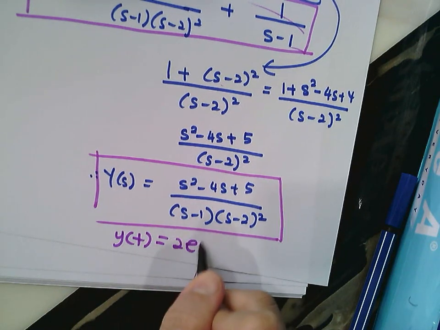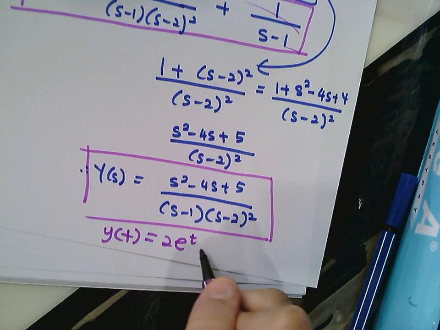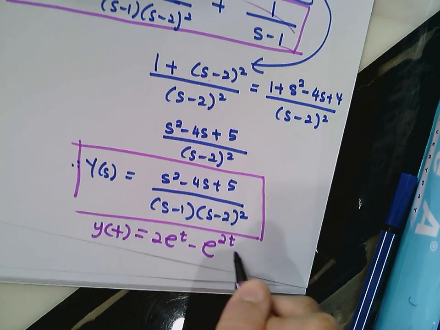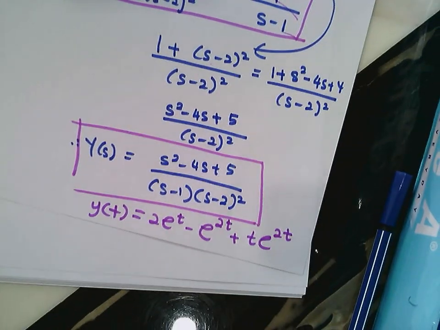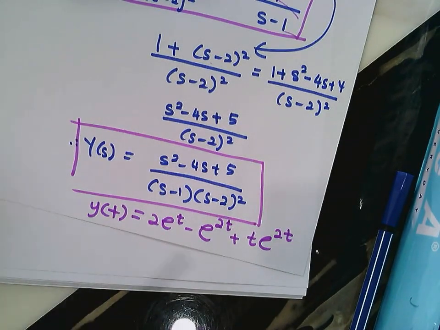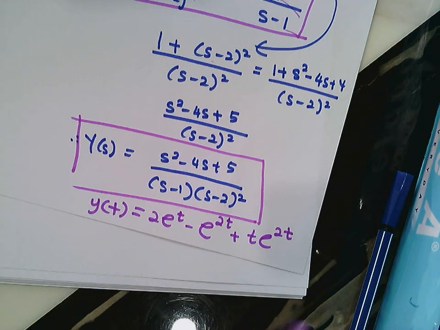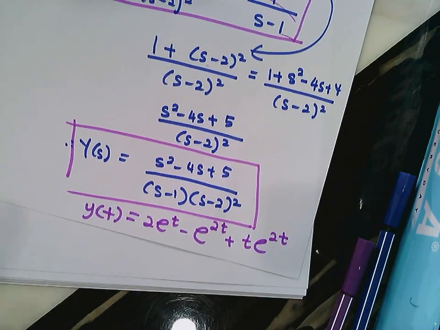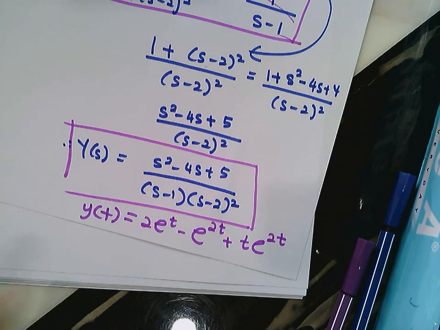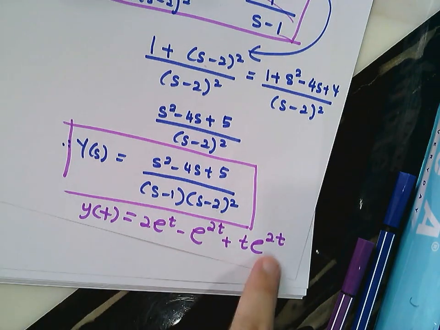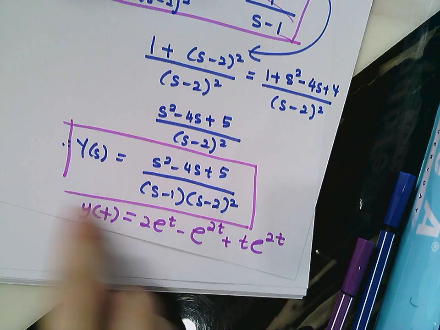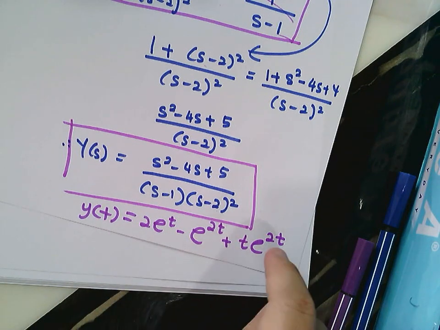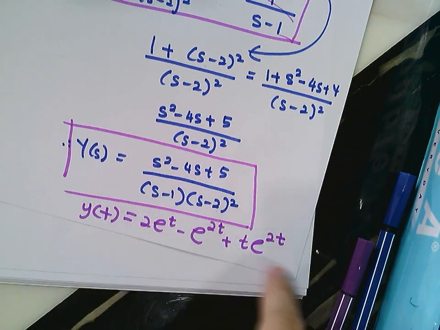Okay, so if you solve this one, you will end up with the answer y(t) is equal to 2e^t minus e^(2t) plus t e^(2t). Or do you want me to show it? Okay, in my next video I will show you the calculation, because here you have t e^(2t), so you have to apply properties to get y(t). Okay, so see you in my next video and I will explain to you how to get this answer.